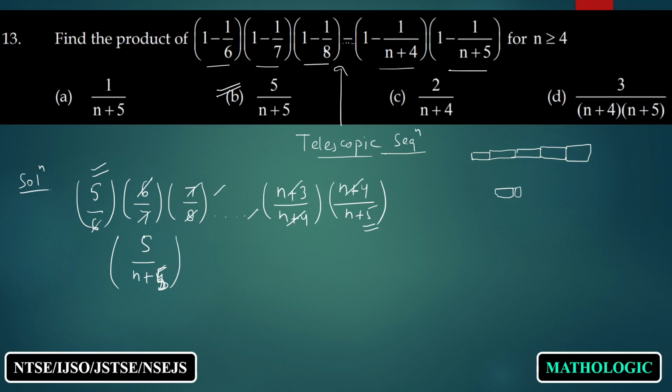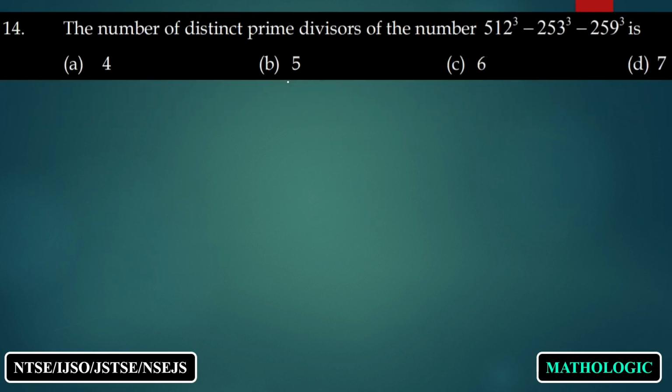So if you look at the problem, it is quite large and we would not be able to solve it directly, but if we look at it as a telescopic series, we can easily calculate, and the answer is 5 upon n plus 5. Come to the next problem, which says: find the number of distinct prime divisors of the number 512 to the power 3 minus 253 to the power 3 minus 259 to the power 3.